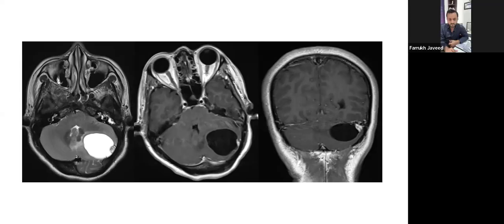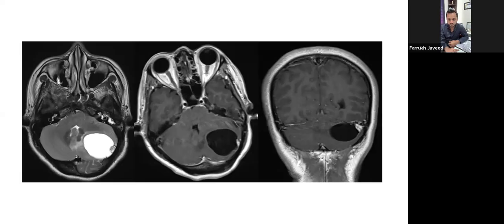Yeah, because the hemangioblastoma is an AVM kind of lesion, so its vessels are leaky, and just because of that leakiness the cyst is forming. So if you remove the nodule, that will be more than enough. Okay, you don't need to do anything to the cyst.